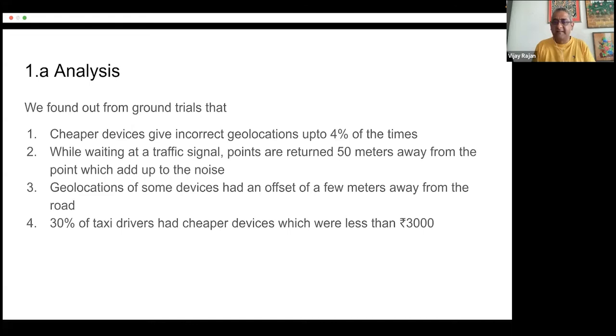Geolocations of some devices had an offset of a few meters away from the road, always consistently to the right. And 30% of the taxi drivers were using cheaper devices because at that time we had a bring your own device policy to get onboarded as a driver on the platform. And rupees 3,000 is really, really cheap for a smartphone. Even back then it was pretty cheap, and even more so now. So yes, this was the analysis done.